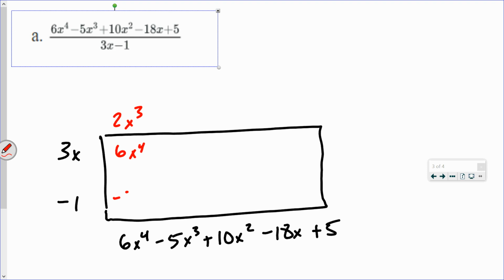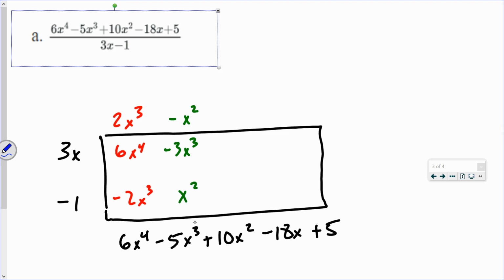But then I have a negative 2x cubed. From there, I'm thinking, okay, I got negative 2x cubed. How am I going to get to negative 5x cubed? I subtract 3x cubed, which helps me then find the top dimension here. A 3x times a negative x squared will get me a negative 3x cubed. So then I multiply by negative 1, which gets me an x squared.